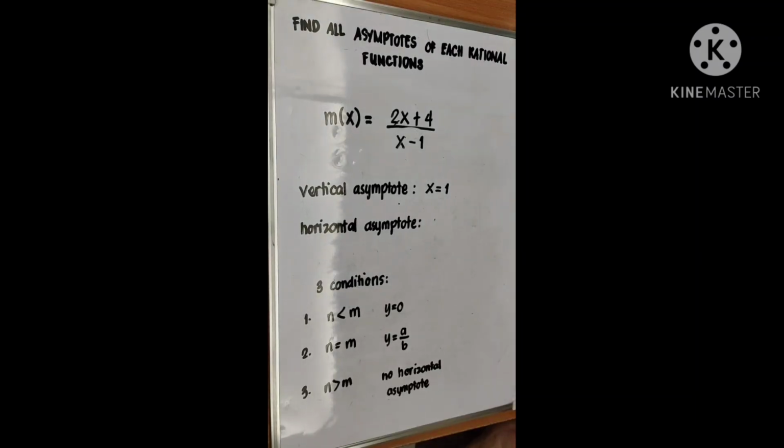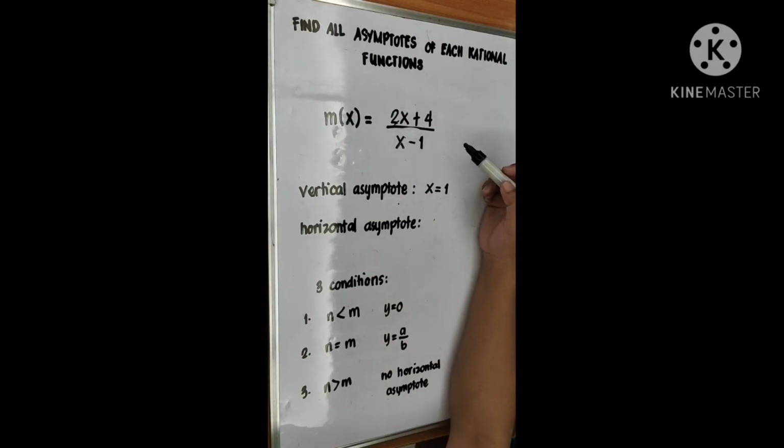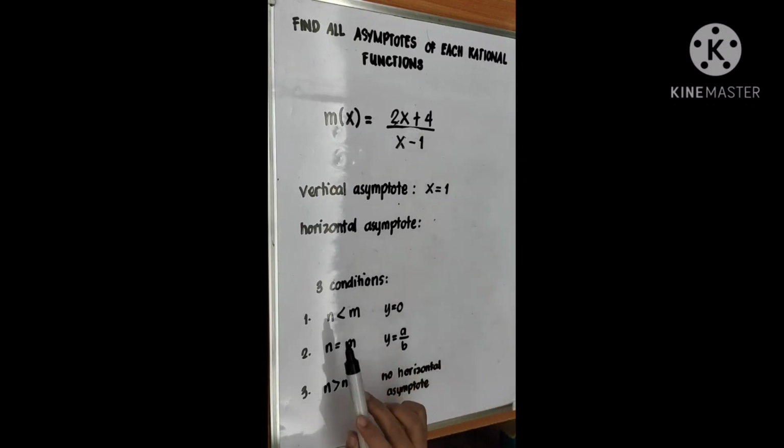Now, in identifying the horizontal asymptote of our rational function, we need to identify the condition that the given rational function belongs to, considering the degree. So we have here three conditions. If the degree of the numerator is lesser than the degree of the denominator, we will have our horizontal asymptote y is equal to 0.